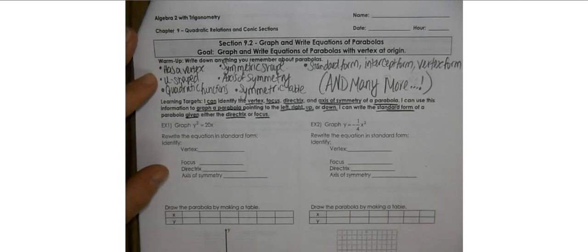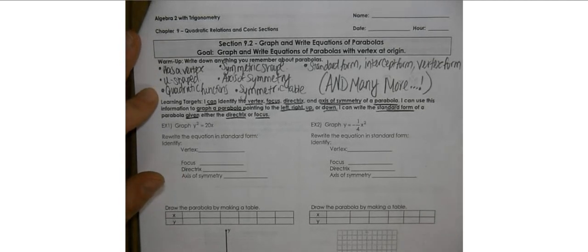But if you have not, I've written down a few things that I know about parabolas. I know that a parabola has a vertex. It's U-shaped. It's part of our quadratic functions that we learned about. It has a symmetric shape. It has an axis of symmetry. If we were to write out a table of values, our table will be symmetric around our vertex.